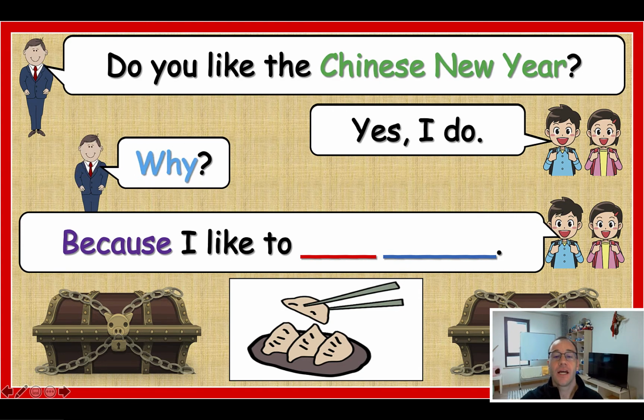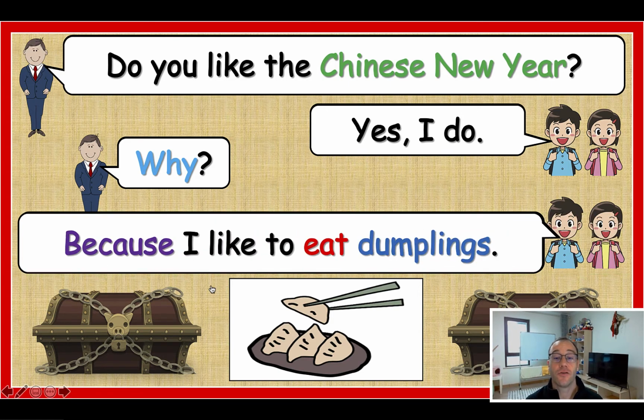Very good. And then she should look at the picture, okay? You can point at the picture and she should say, because I like to eat dumplings, okay? The picture there is so they know which one to say, okay? And then you say choose. Do you want this treasure chest or this treasure chest?